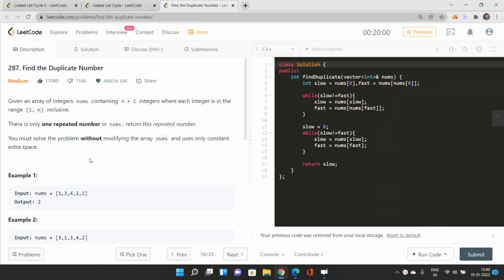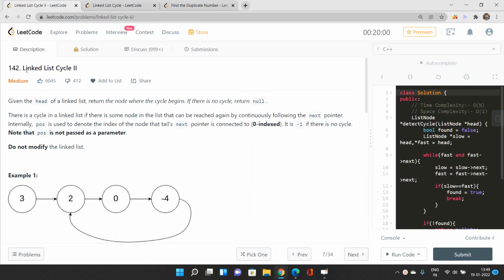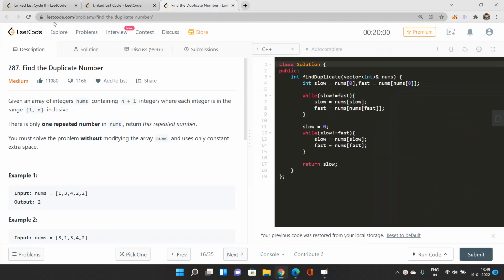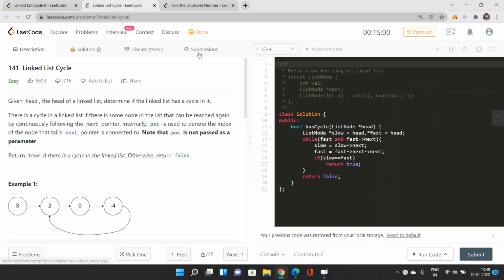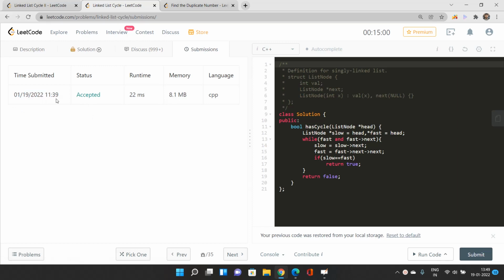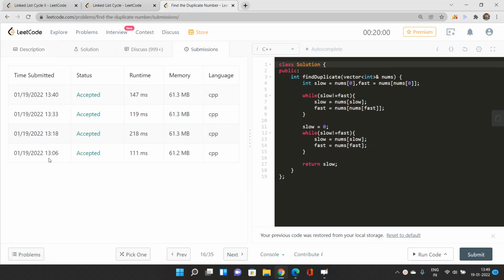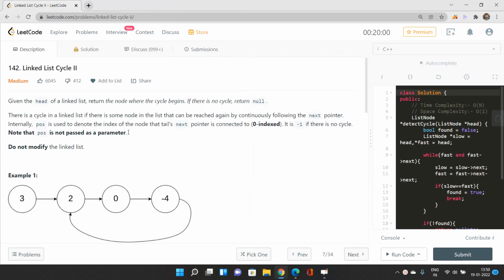I would strictly recommend that once you are done with this problem, you go over Find the Duplicate Number and try to solve it with the help of the concept that I will be teaching right now. You can see that I have done the submission for both of these problems, because they are interesting ones and they teach you some new concepts. For now, we will be discussing this problem.